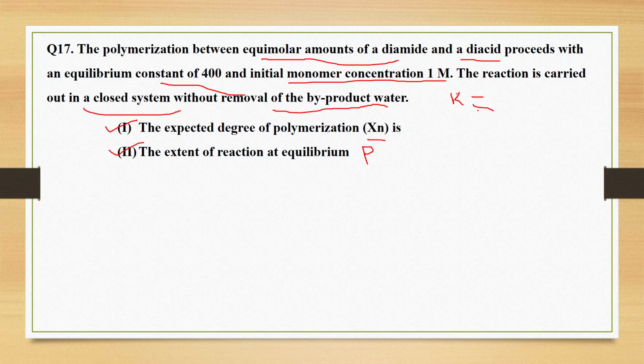There were several formulas: under what conditions the equilibrium will be there, and what formula you have to use for Xn. When equilibrium will not be there and it is an open system, what will change in that equation? Those things you have to consider. Now this is a closed system, so it's a very simple system, just a reaction between diamine and diacid. You can refer to the slides.